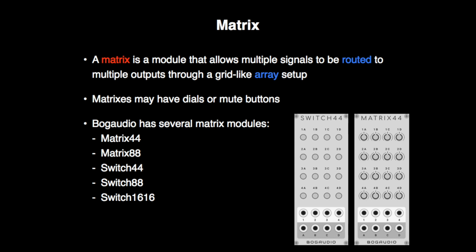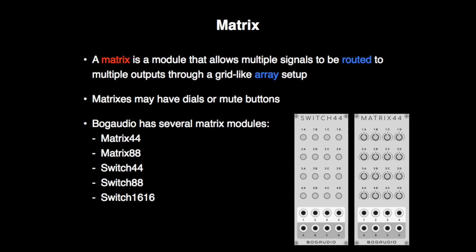So a matrix is a module that allows multiple signals to be routed to multiple outputs through this grid-like array setup. So some matrices will have dials that allow you to scale voltage as it moves through it, or they might just have mute buttons, little switches that allow voltage to either pass or not pass, acting like a gate or something. So Bog Audio has several matrix modules.